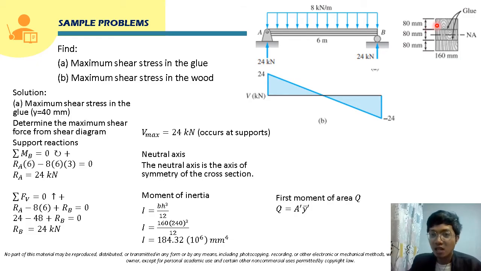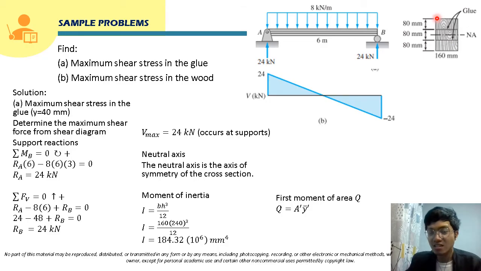So, yung area above, class, is ito, yung area na to, 80, tapos itong base ay 160 din. Okay? So, yun yung A prime natin. 80 times 160, yun yung area. So, since rectangle yan, base times height, 160 times 80. Tapos, class, yung y bar prime natin, ito, class, yung distance nung centroid nung A prime papunta dun sa neutral axis. Yun yung distance.